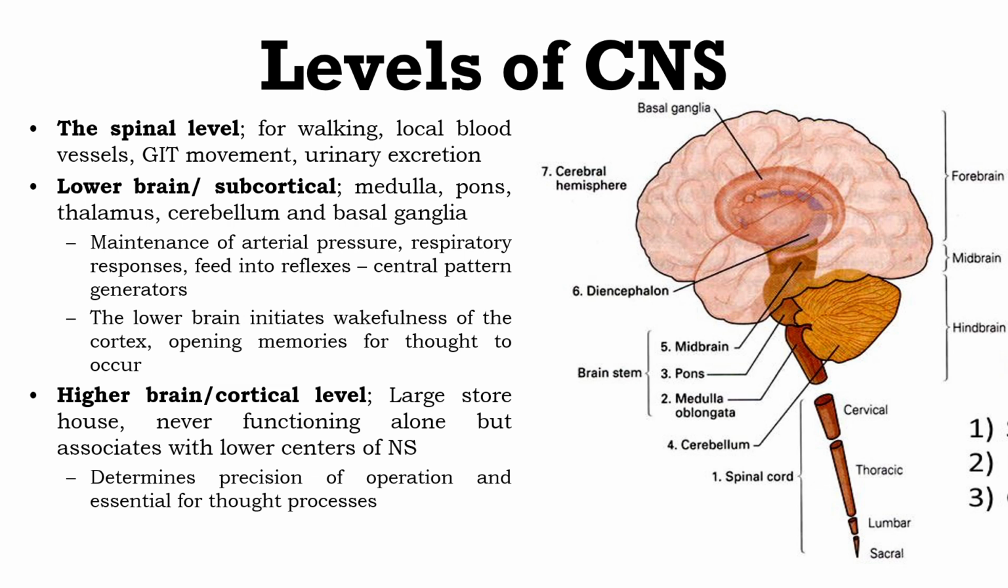All right, so let's do the next bit, which is the levels of the central nervous system. Like I said, this is about the brain and the spinal cord. Okay, so when we talk about the brain, we have three main components, which are the forebrain, and then we have the midbrain, and then we have the hindbrain.